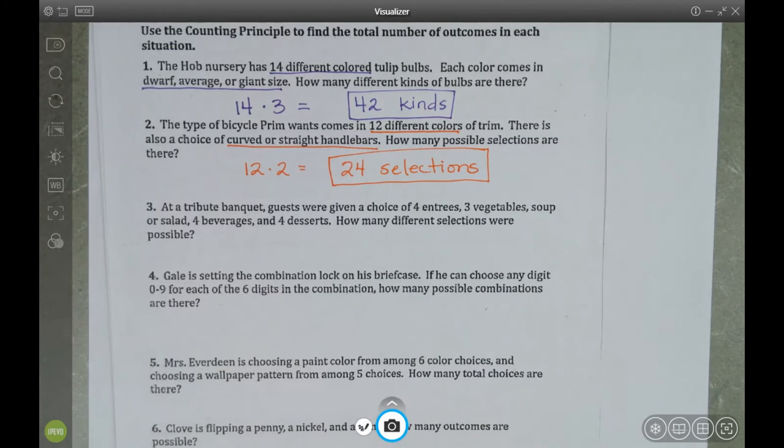Okay, go ahead and do those last 4. If you get stuck on number 4, just skip it. We'll talk about it later.